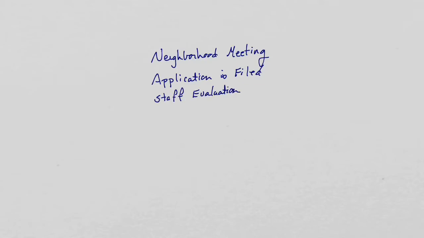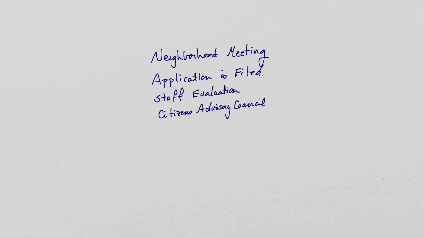After the application is filed, there will be a staff evaluation of the rezoning request. Typically, the zoning request is evaluated against the city's comprehensive plan and is documented. Early in this process, the rezoning request is also presented to the nearest Citizen Advisory Council. Citizen Advisory Council will hold 2 public meetings.